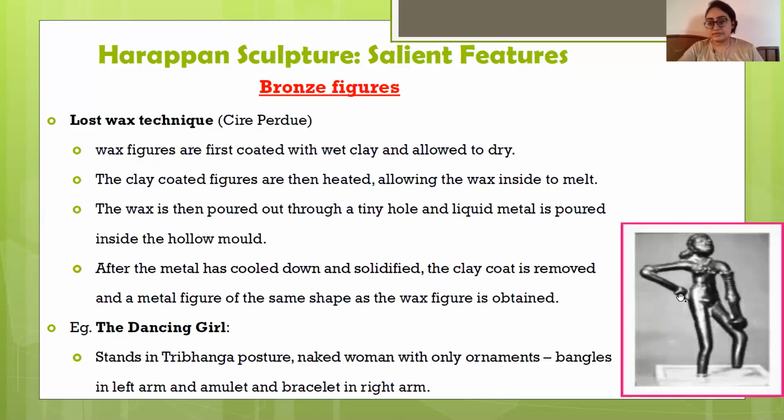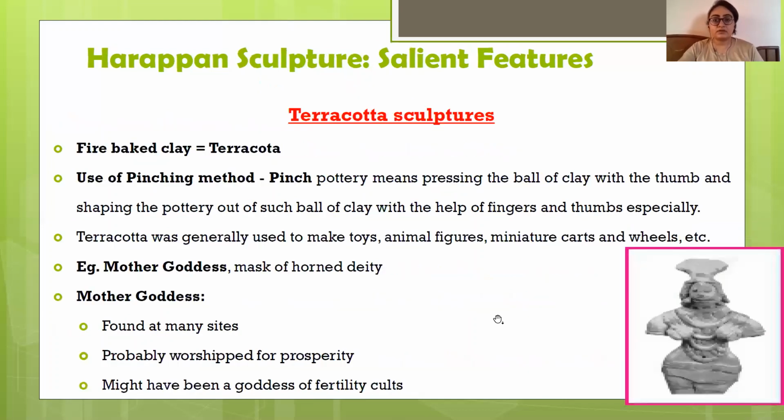So here you can see the bracelet. Here is your amulet and here are some bangles which she is wearing. Okay, then after the bronze figures under Harappan sculptures we have some terracotta sculptures as well.